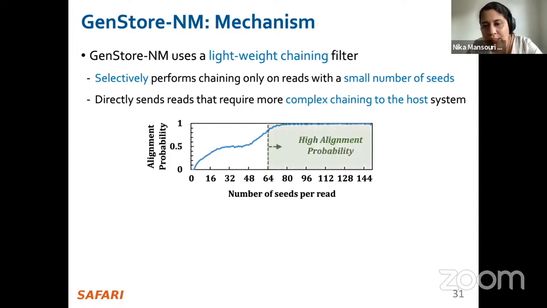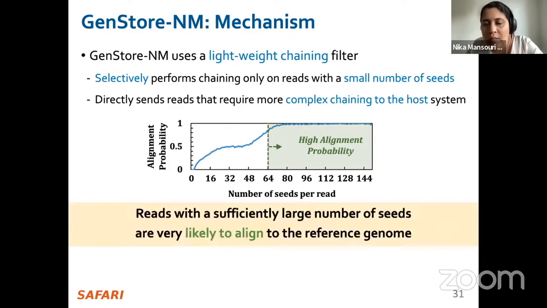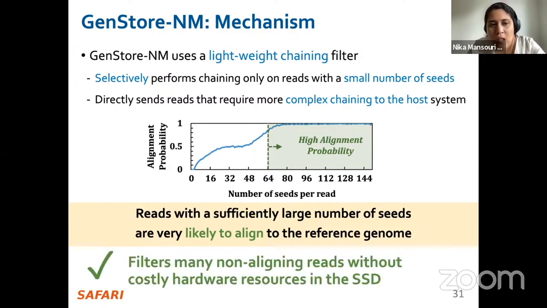We observed that reads with a sufficiently large number of seeds are likely to align to subsequences in the reference genome, and such reads can be directly sent to the CPU for full read mapping, bypassing the in-storage filter. Because even if they go through the filter, with a high probability they won't be filtered, and they need to, in the end, be sent to the host system for full read mapping. So we conclude that the selective lightweight chaining approach can filter many non-aligning reads without costly hardware resources in the SSD.